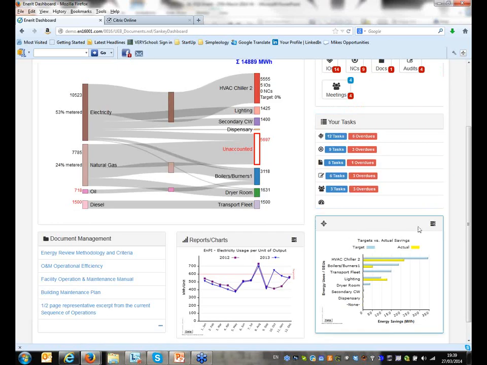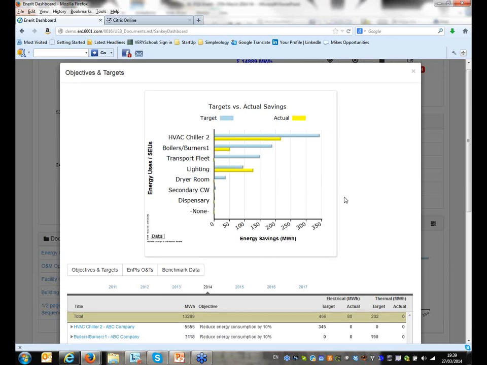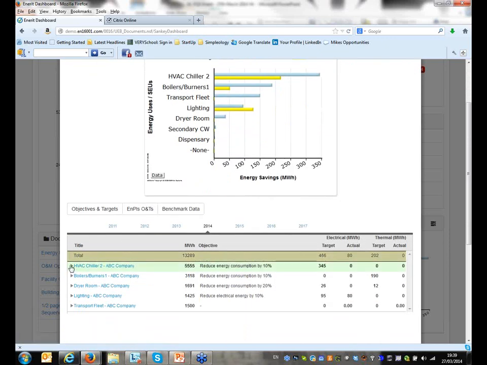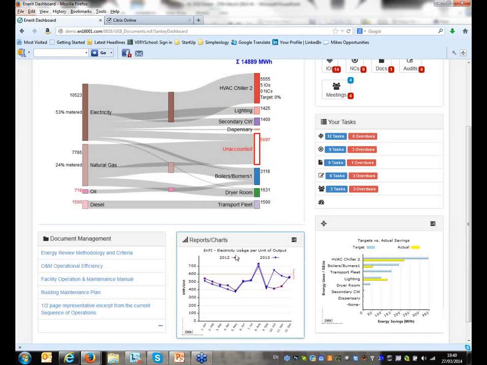Okay, then moving across, we've also got another area here which can show our targets versus our actual savings. So we're starting to detail our objectives and targets. And here we've listed our top energy uses. We've got our target number here is 345. Our actual savings so far are 218. And then down here we can also see this information in more detail as well. And that's all I want to show you on that. But again, here you have your two areas where you can be monitoring your energy performance through your EMPIs and through your objectives and targets and actual savings.